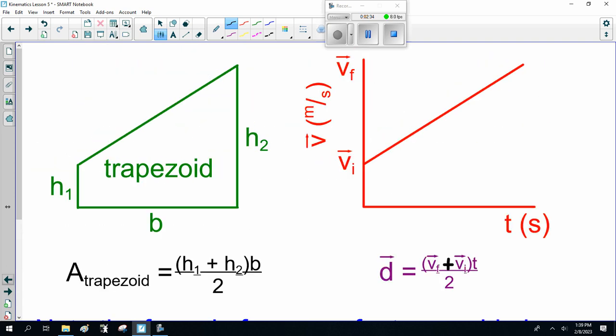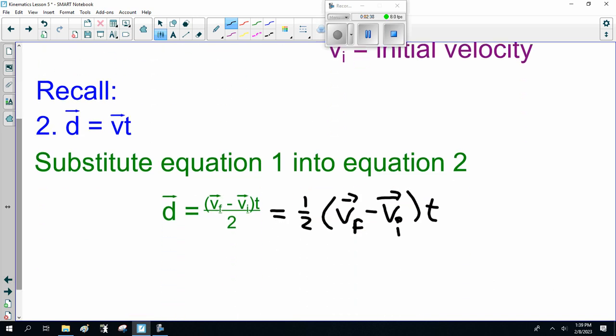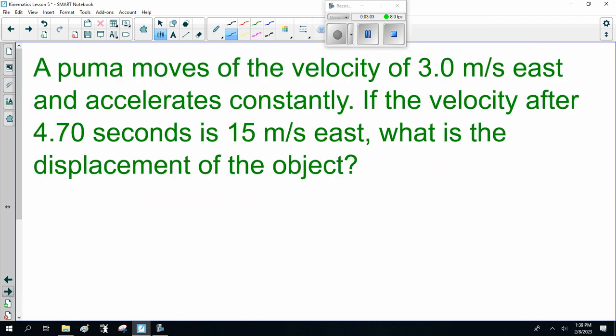Something I'm going to stress here, I forgot. Note, and make a note of this, this equation does not have or need acceleration. So that's a hint. We use this formula when we don't have or don't need acceleration. So let's try a question.